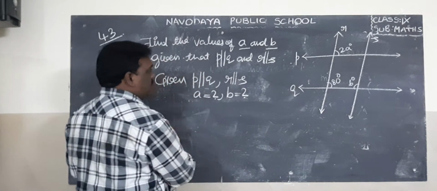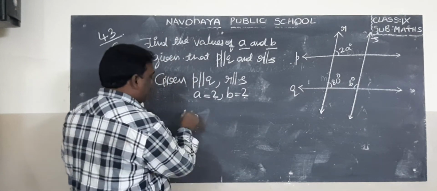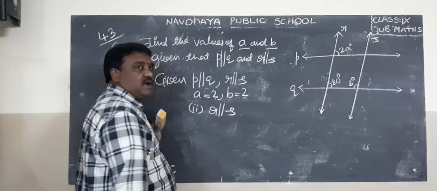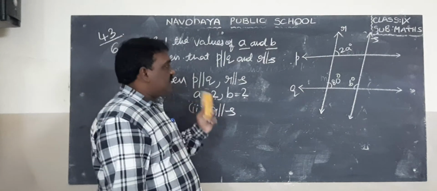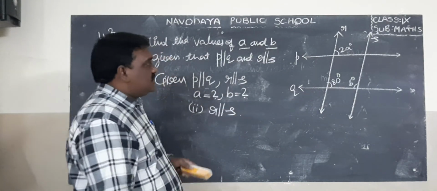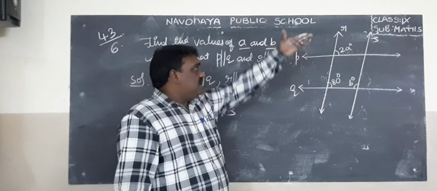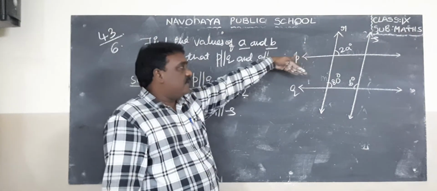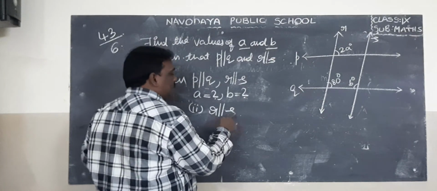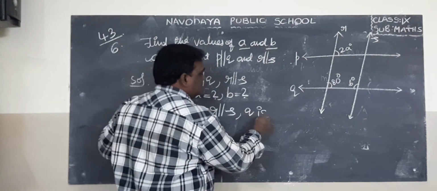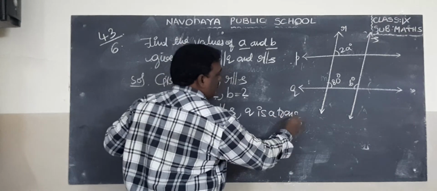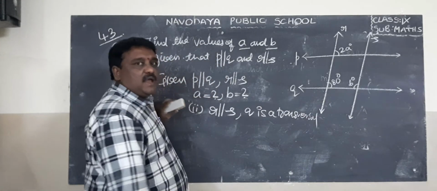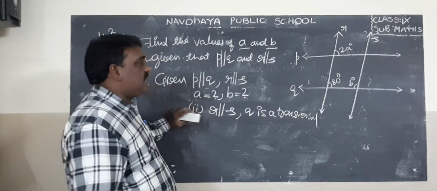Then how to get b value? See the diagram again. Use the second condition. What is the second condition? R parallel to S. The first condition is already completed. Second one, no. R parallel to S. Again, two more transversals are there. P is a transversal. Q is a transversal. Use any one. Okay, na? Then R parallel to S, comma, Q is a transversal.